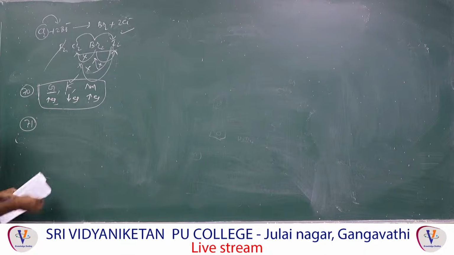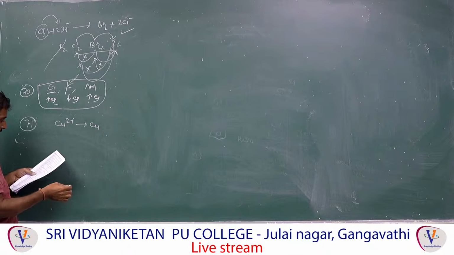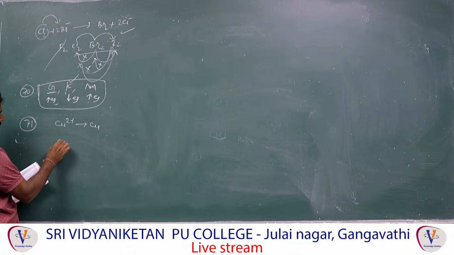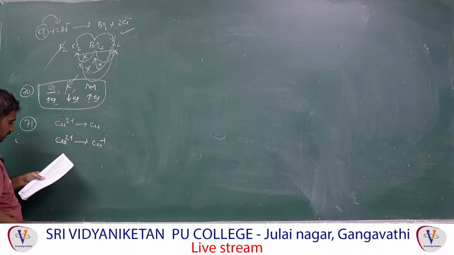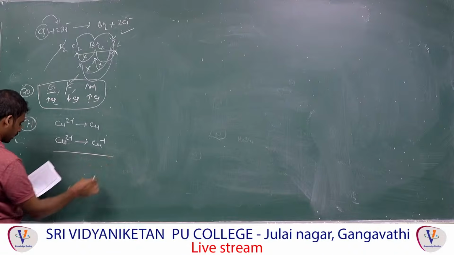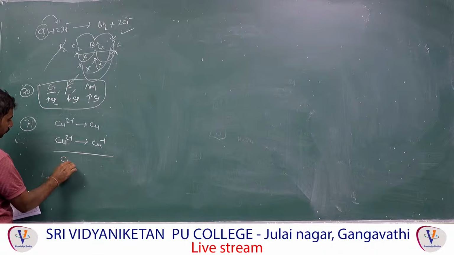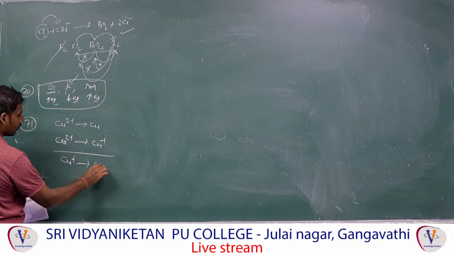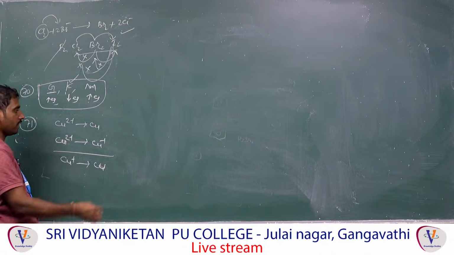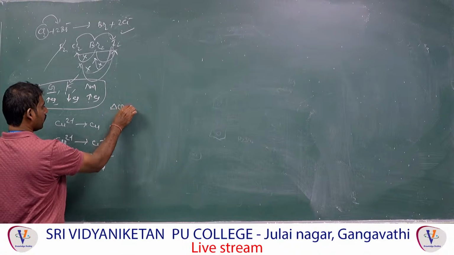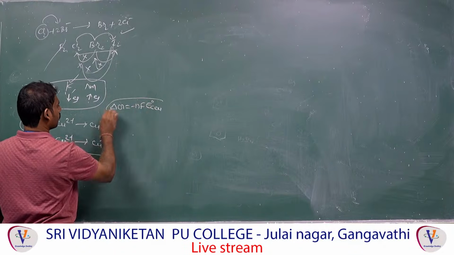The standard reduction potentials of Cu2+ to Cu are given. The second one is Cu2+ to Cu+. What they are asking is the potential for Cu+ to Cu. Using this, you can calculate the standard Gibbs free energy, that is called delta G equal to minus nFE naught cell. This is the formula you have to use.